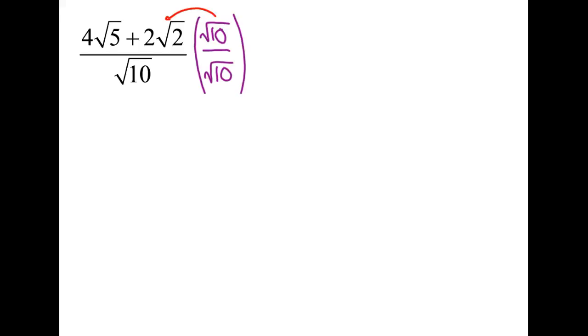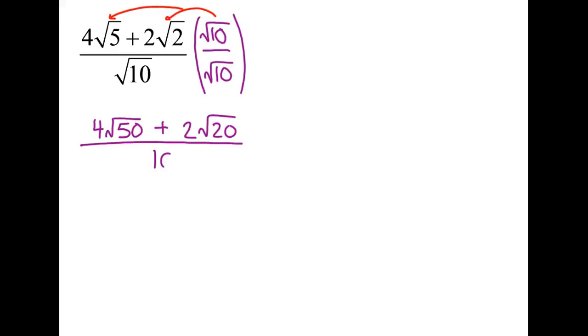So multiply by root 10 there and root 10 there. We'll clean that up a bit, and it's going to be 4 root 5 times root 10, so that's going to be 4 root 50, plus 2 root 2 root 10. 2 times root 2 times root 10, that's 2 times root 20, and that'll be all over 10, because root 10 times root 10 is 10. Of course, that's the whole point to do that.